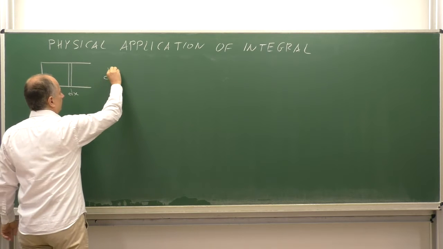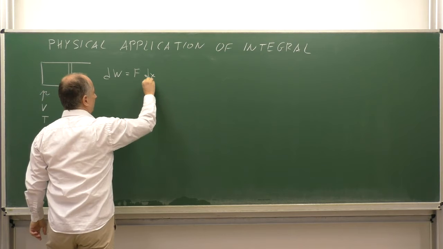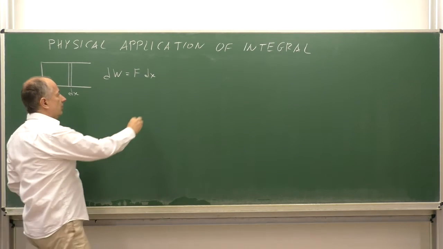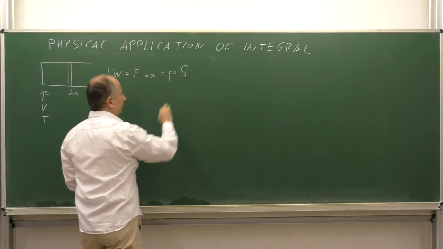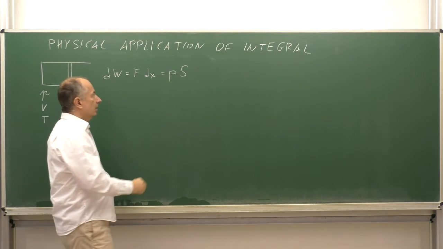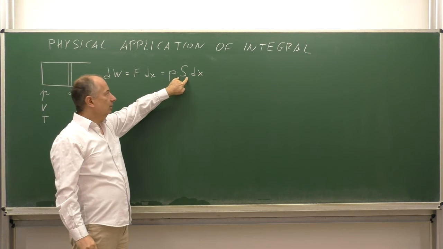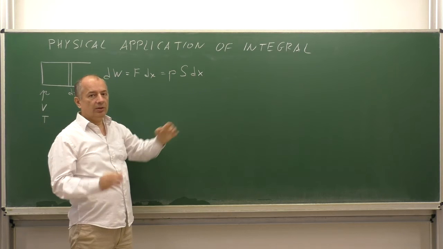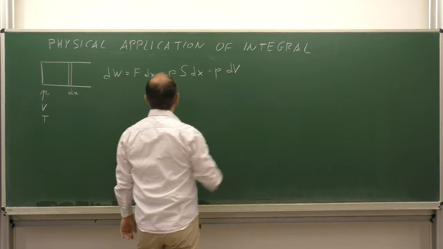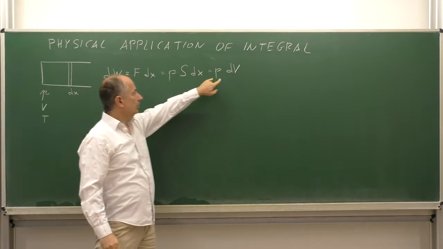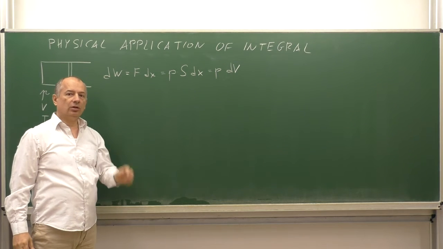The total work, or the element of the work, is the force times the displacement dx. But the force is the pressure P times the area of the wall of the piston, that's denoted by S, times dx. But the area of the piston times the displacement is the change of the volume dV. So the work is given by PdV. P is the pressure and dV is the small change of the volume.